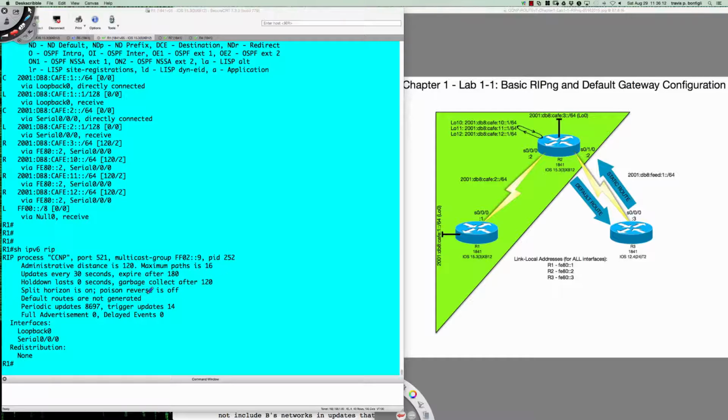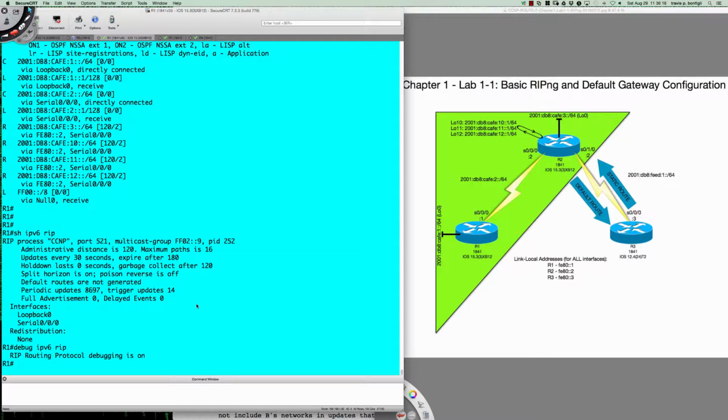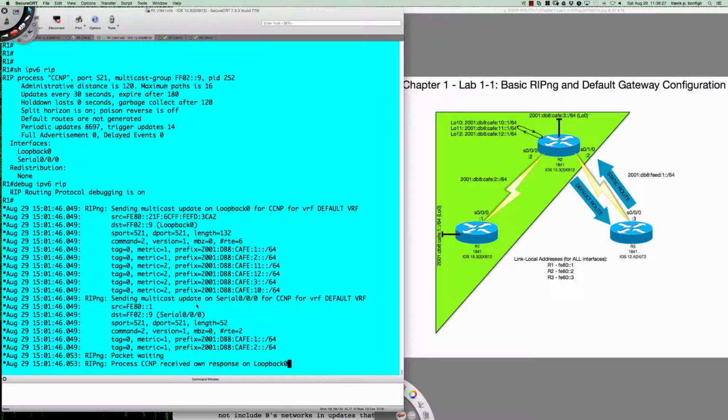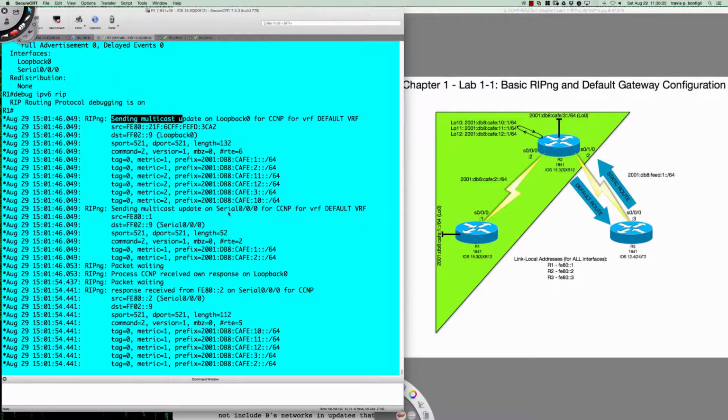So let's clear our screen here. And let's kick in our debug here. So we're going to say debug IPv6 RIP, which is pretty much going to do all of the RIP debugging for us here. And we should be familiar with this output from our first video. And there we go. So those are sending. You can see we're sending multicast updates. And this is going out our loopback interface. Because again, the loopback interface is running the RIPng process. And that's one of the interesting things.